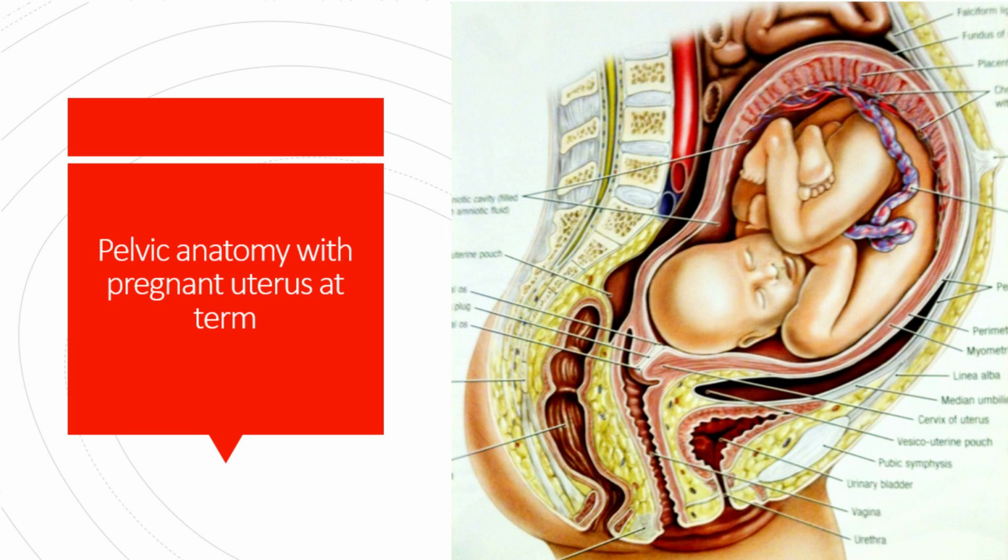The center of gravity shifts posteriorly, often leading to an increase in lumbar lordosis and thoracic kyphosis. The rectus abdominis muscles elongate and separate along the linea alba.